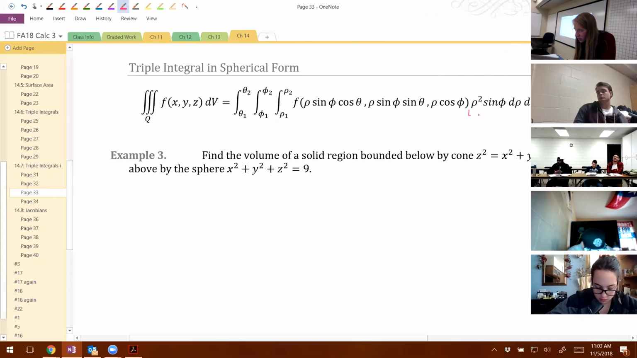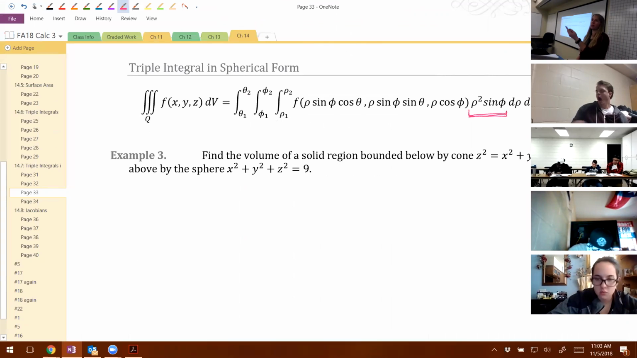And then the piece we're going to multiply by here is going to be rho squared times sine of phi. So like when we convert to polar, we're going to multiply by r. When we convert to spherical, we have to multiply by this. Like we have to have that piece there to make these conversions work out.